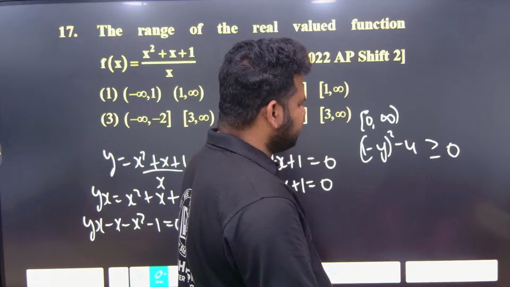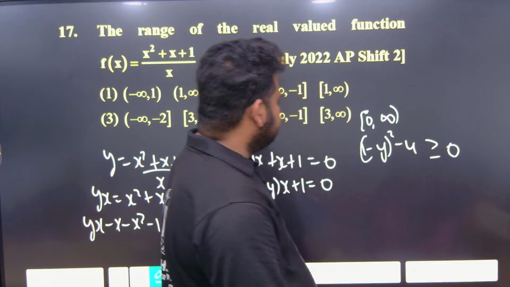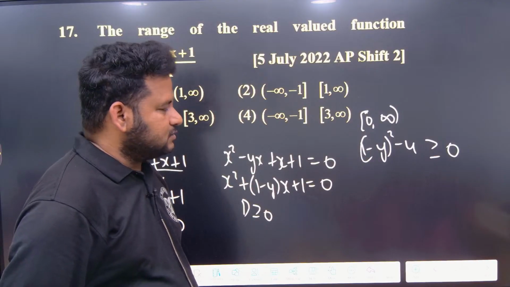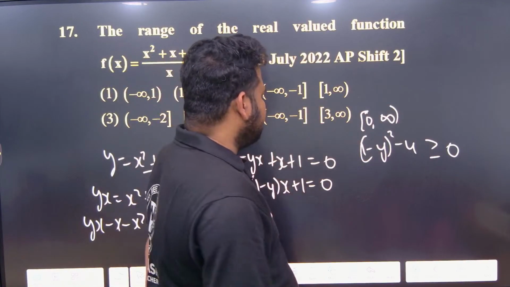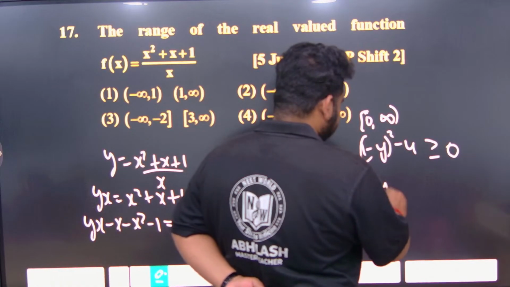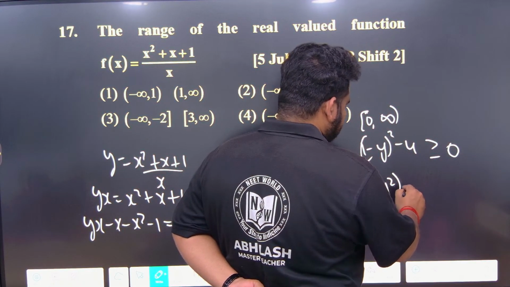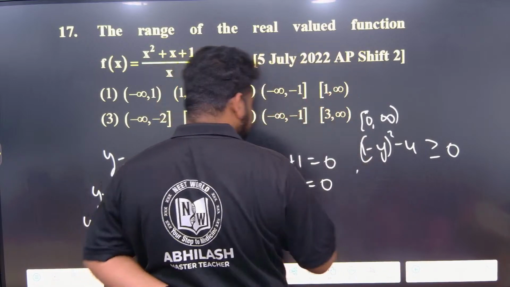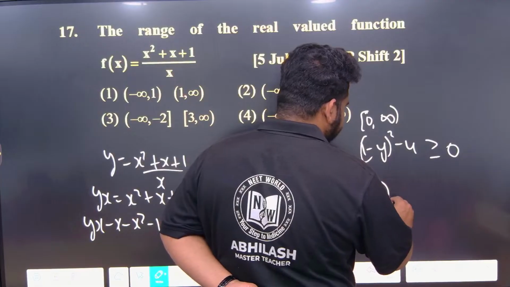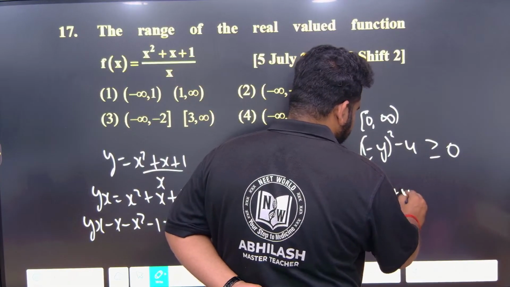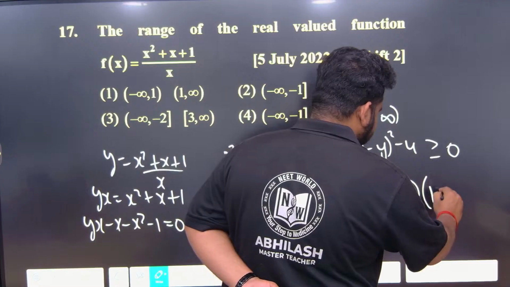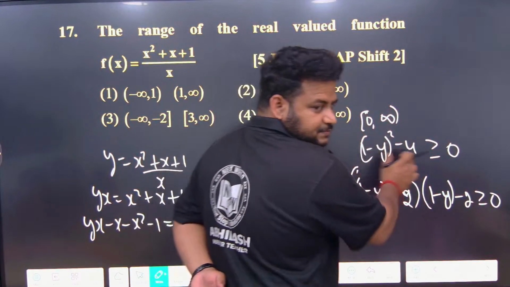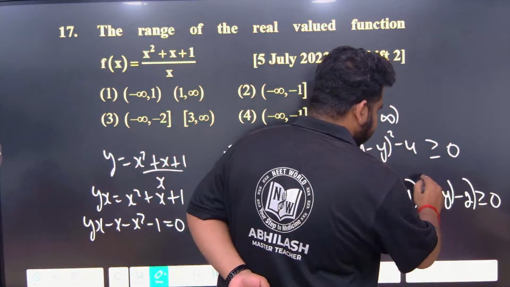If I subtract minus 4, what will I get? Minus 4 comma infinity. Otherwise you can do as per the options. 1 minus y square is less than 4, right? Or you can do it as 1 minus y plus 4 plus 2 into 1 minus y minus 2 is greater than or equal to 0. Apply a square minus b square. Now what will I get?